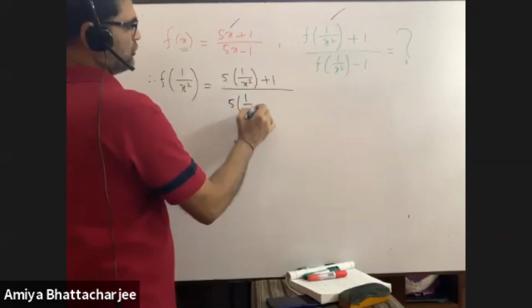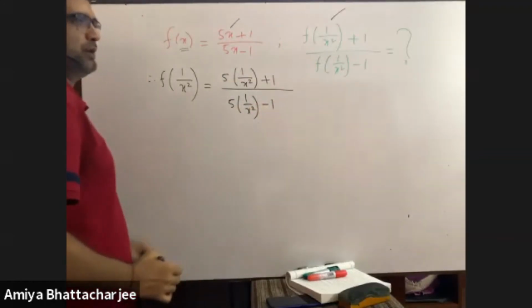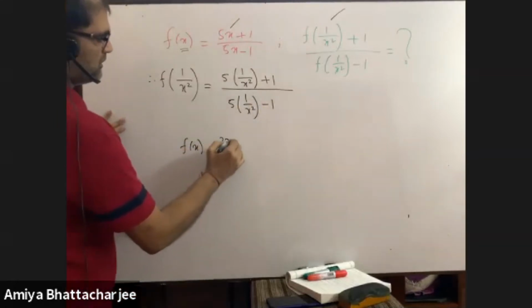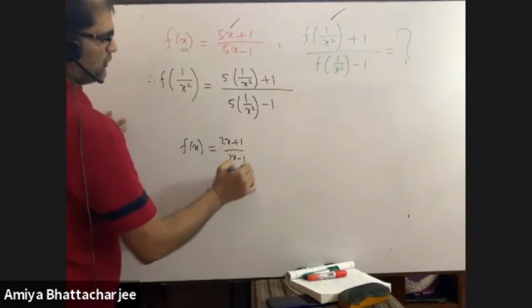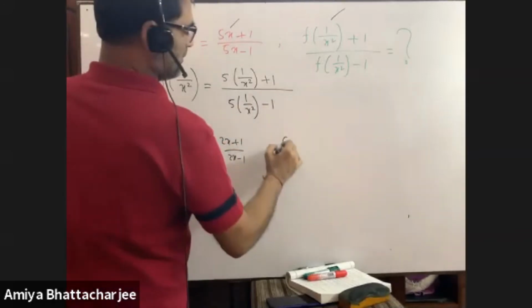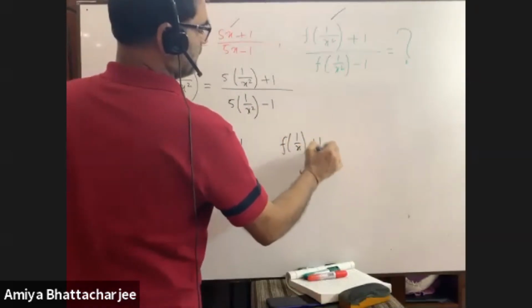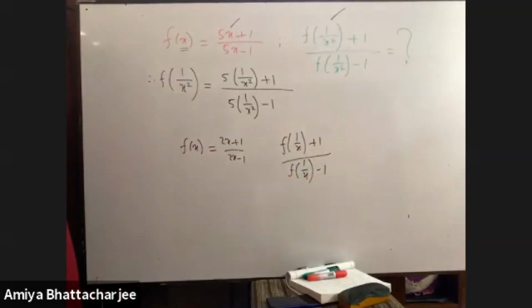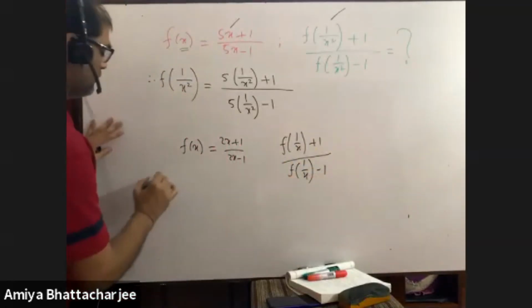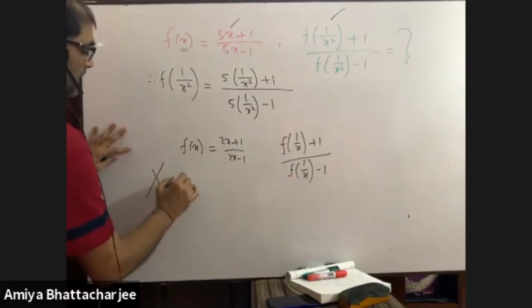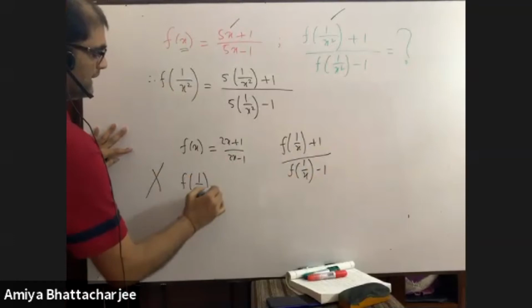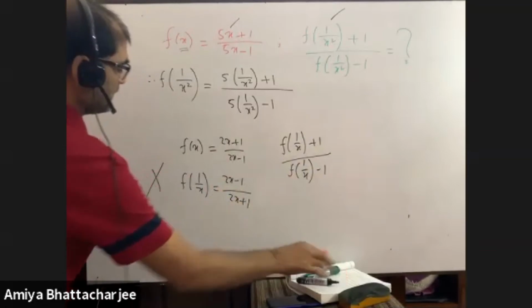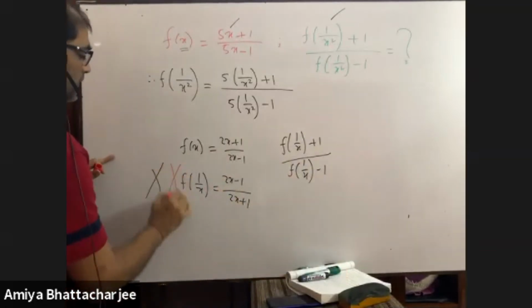I have seen too many students. Please see, if math is given like this, suppose 2x plus 1 and 2x minus 1, and I ask what is the value of f of 1 by x plus 1, it is also another important math. I have seen too many students that after this line, what they do is wrong. After this line, they write f of 1 by x equals 2x minus 1 by 2x plus 1. I have told you that it is wrong.